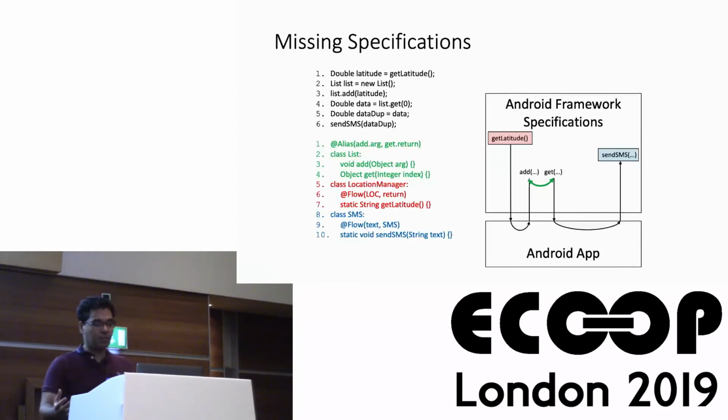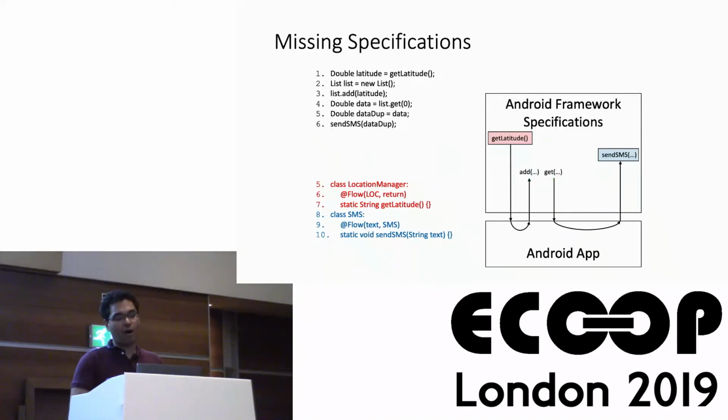Of course, this leaves the possibility that there might be missing specifications. If the specification for the list class is missing, for example, then we're no longer going to be able to find the source-sink flow.